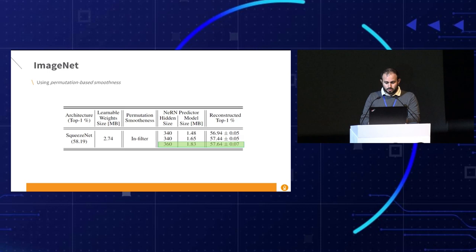Specifically, we worked on SqueezeNet. These results are not yet available in the preprint, but were part of our rebuttal comments, so they can be seen on OpenReview. The fact that NeRN can successfully reconstruct a compact network is a strong indication that our proposed NeRN can be used on various architectures.